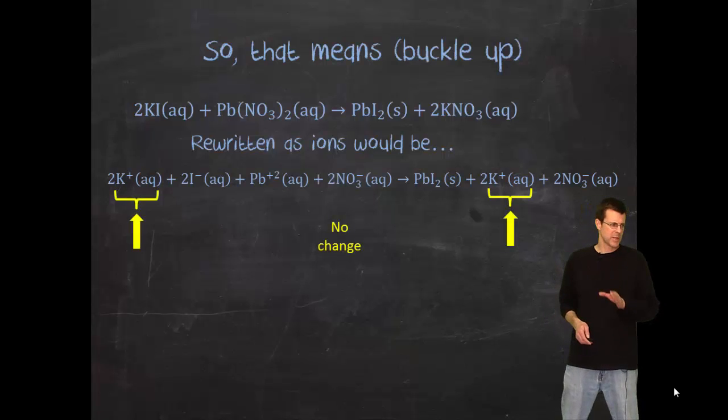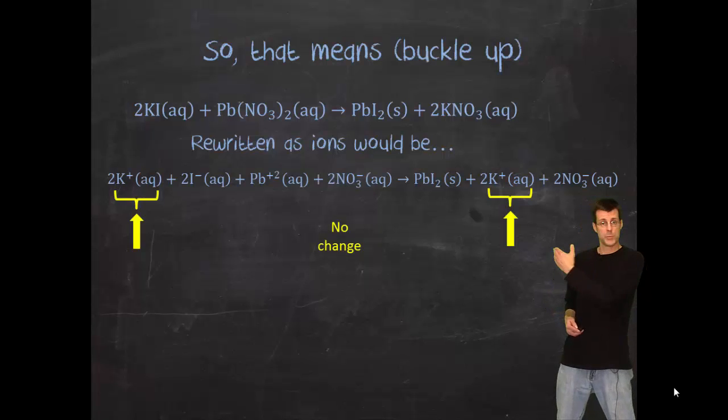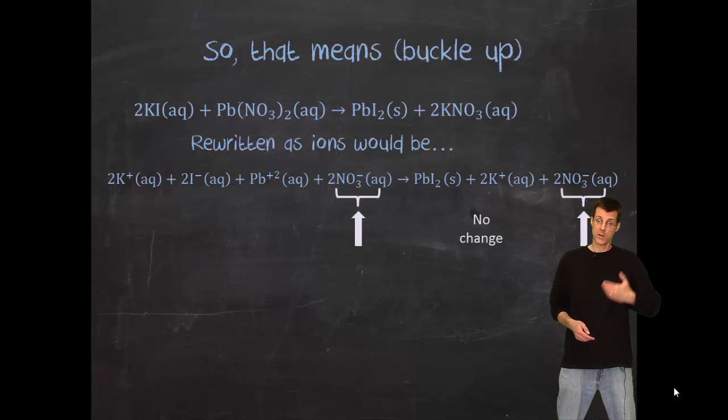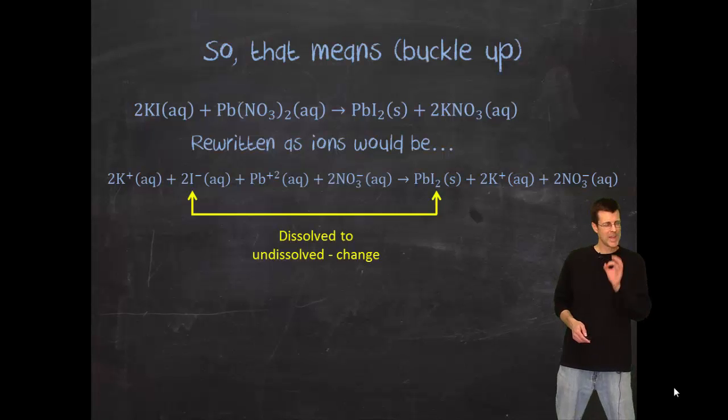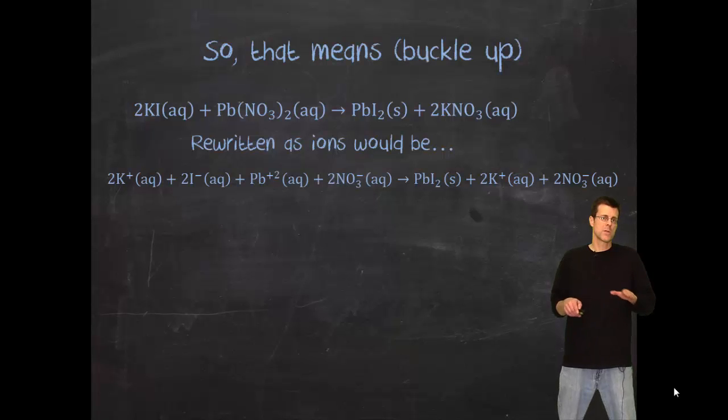Then I start looking for spectator ions. And those are things that do not undergo any kind of change. So potassium ions are still potassium ions. The nitrate ions are still nitrate ions, not undergone any kind of change. But what has changed, what's gone from aqueous to not aqueous, is the iodide ions and the lead ions. Those things started out as aqueous, finished as a combined compound in a solid. So those are the things that are actually reacting.